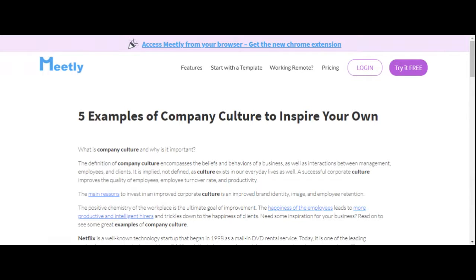Am I going to go to Google? Am I going to go to Netflix? Am I going to go to Zappos? Am I going to go to Shopify? Sarah has had an experience with them. So this article talks about each one and what is so unique about the culture, and I think they talk about values.